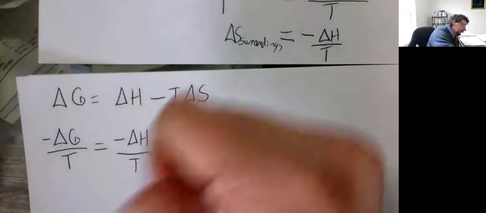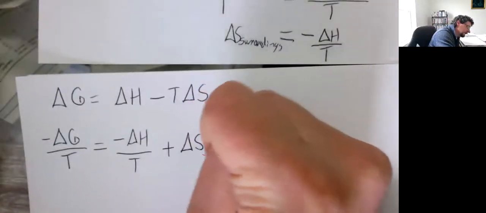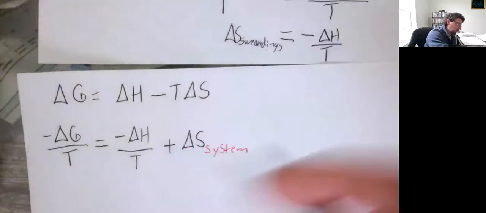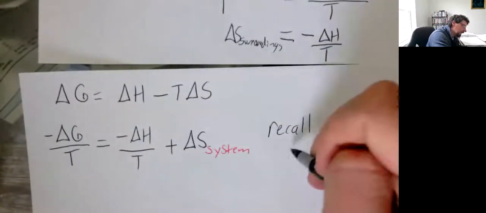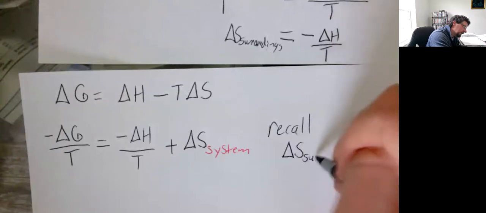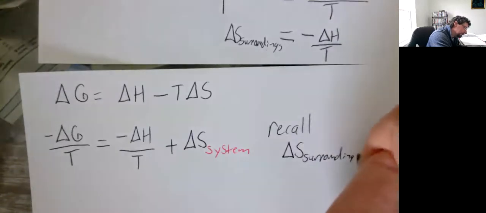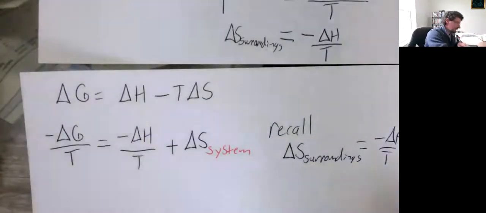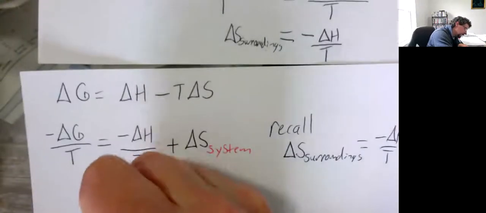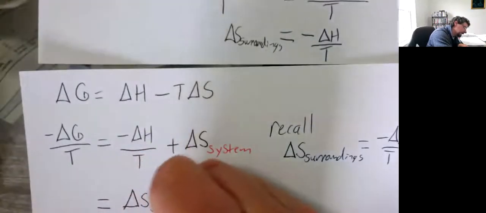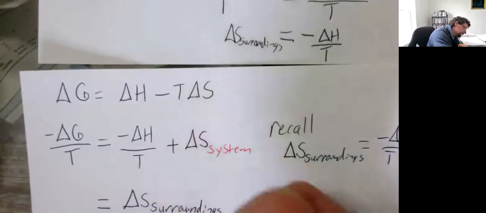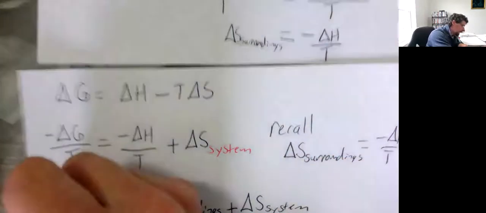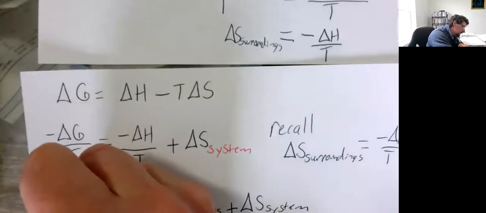We know that delta S is actually the change in entropy of our system. And we've seen this expression before. Recall that we just showed delta S of surroundings is equal to negative delta H over T. So this part right here is actually delta S surroundings, plus delta S system. And we have negative delta G over T.